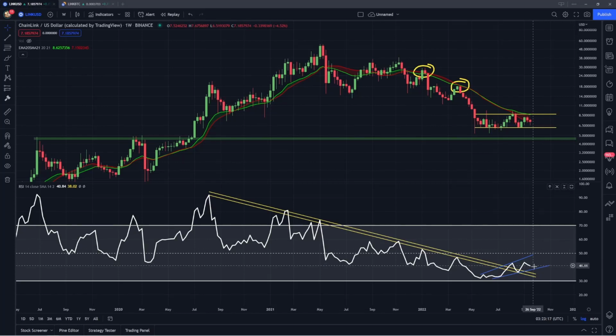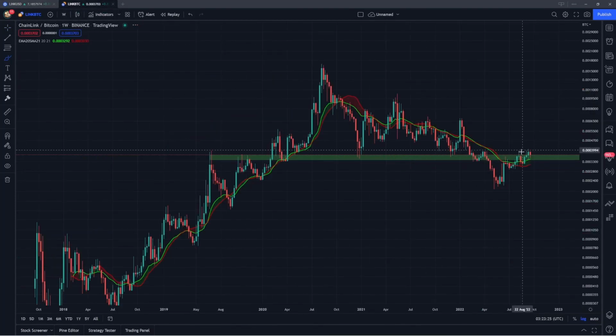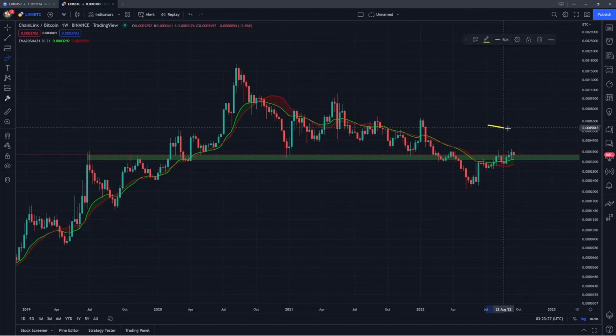Again, this is a weekly chart, so these RSI prints will take a long time to come out and start to play out. So now I want to switch over here to the LINKBTC ratio, which I think is extremely important to consider. And I'm also on a weekly chart right here. And what I'm going to be looking at is this familiar zone, if you've been watching my videos, ranging from around 34 to 37,000 satoshis.